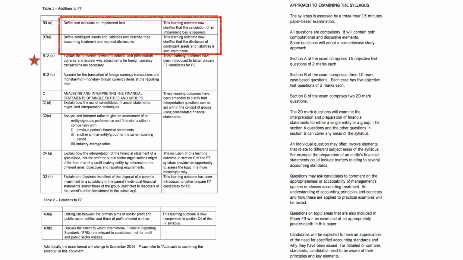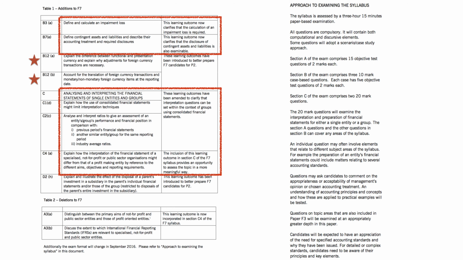Now what we do have then is difference between functional and presentational currency. So that's a change. That's foreign currency that will now be examined in F7. Used to be just P2. Same for these transactions. So foreign currency basically being brought on to the syllabus. Not too difficult, but it is there as a change.